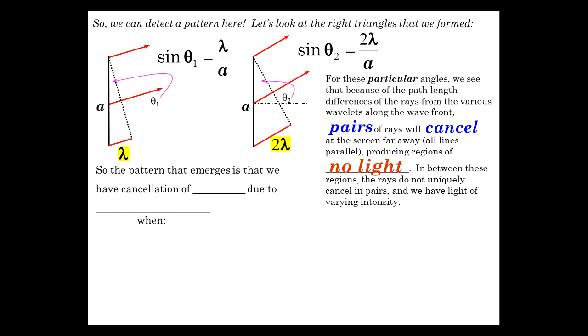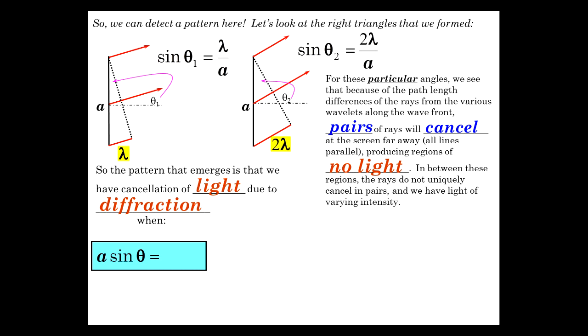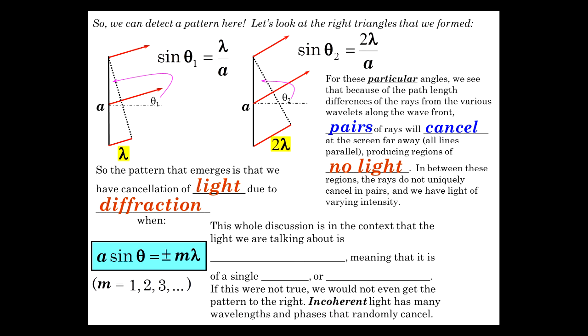So the pattern that emerges, we have cancellation of light due to diffraction, which is what this Huygens principle is all about. If you look at this, you can multiply by A. A sine of theta 1 is lambda. A sine of theta 2 is 2 lambda. A sine of theta 3 is 3 lambda. A sine of theta equals plus or minus m lambda. The angle could be plus or minus. And m in this case can be 1, it can be 2, it can be 3, any particular number like that. All right, actually there is a limit. You can't go to infinity, because this angle suddenly becomes too big and it doesn't happen anymore. But let's not worry about that for now.